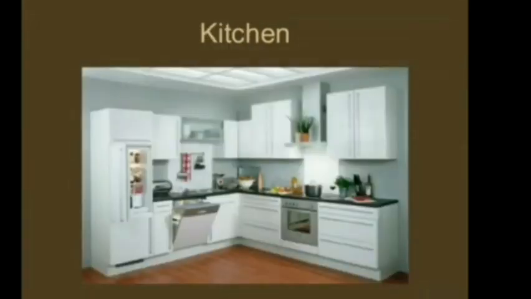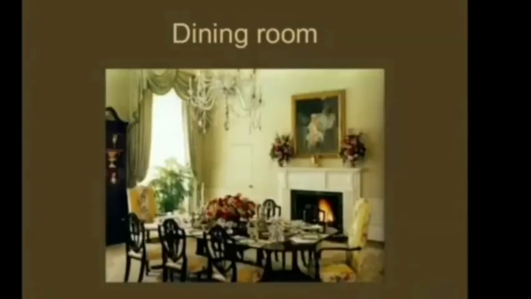Next, see this children, which room is this? Yes, kitchen. What do we do in the kitchen? All kids know what we do in the kitchen. In the kitchen, we cook our food. Can you see the things over there? They are the utensils which we use for cooking. Who prepares the food in the kitchen? Yes, Mom. Mom prepares delicious food in the kitchen and serves us.